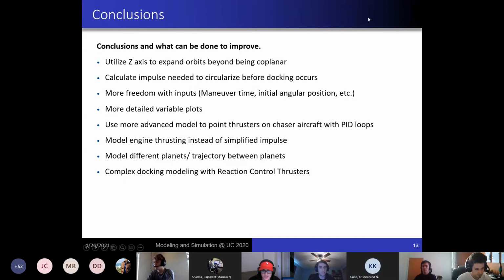Here are some conclusions. Basically, to improve, we could use the z-axis. I'm going a bit over time here, but the rest of these conclusions you can read. I will provide the presentation.